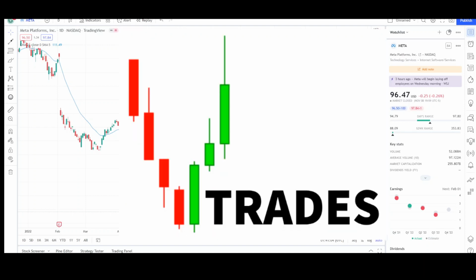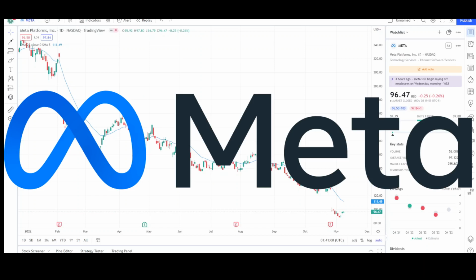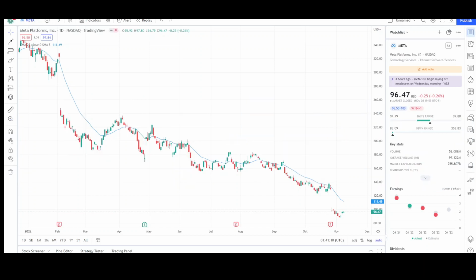What's up, traders? This is Vee Trades, and today I'll be doing a technical analysis breakdown for Meta Platforms with the ticker symbol META. If you want a chart analysis guaranteed to be done, please read the description below.